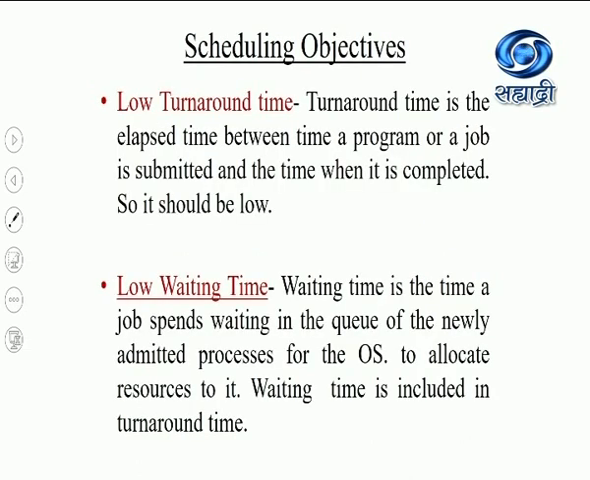Next important point is low turnaround time. Turnaround time is the elapsed time between time a program or a job is submitted and the time when it is completed. So it should be low. Next term is low waiting time. Waiting time is the time a job spends waiting in the queue of the newly admitted processes for the operating system to allocate resources to it. Waiting time is included in turnaround time.